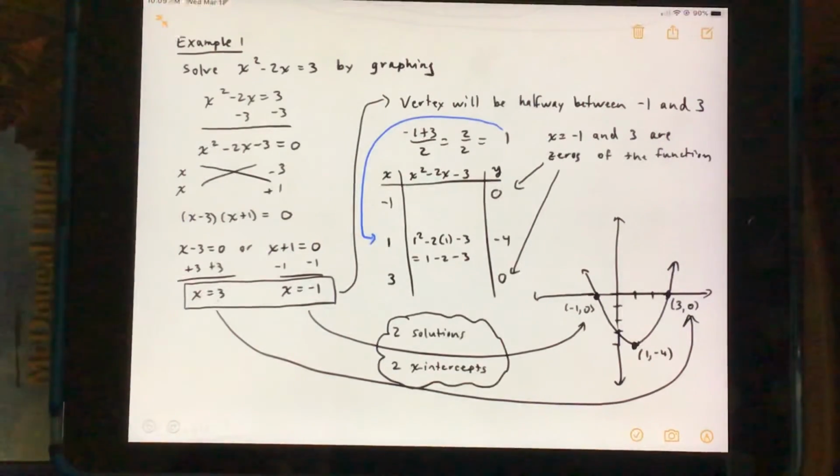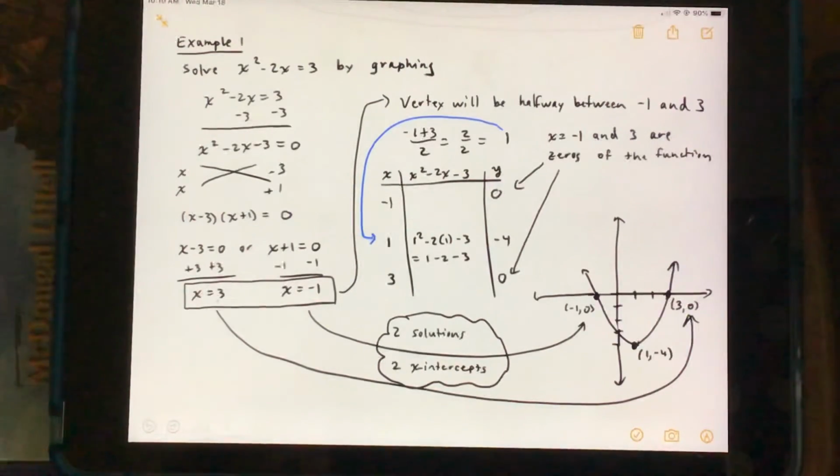Notice this time I didn't work out the y values when x is negative 1 and 3, because I already know that the y values are 0. I found that out when I was using factoring and using the zero product property to solve the equation. I will need to figure out the y-coordinate that corresponds to my vertex x of 1, and you can see that I worked that out on my table of values. When x is 1, y is negative 4.